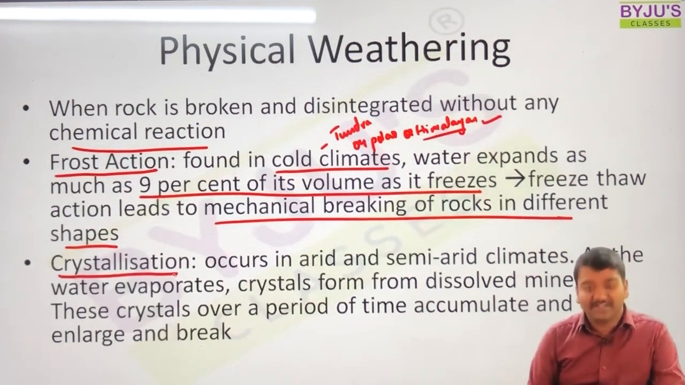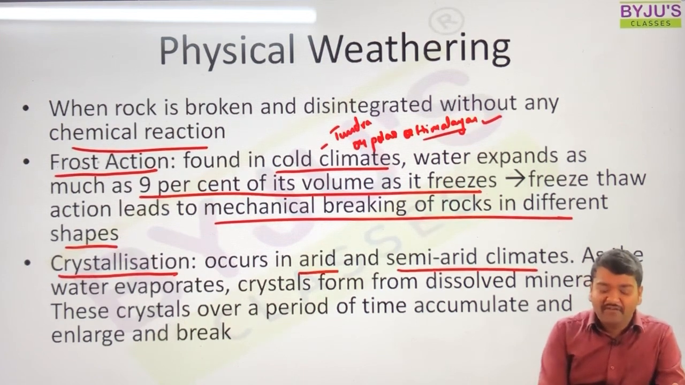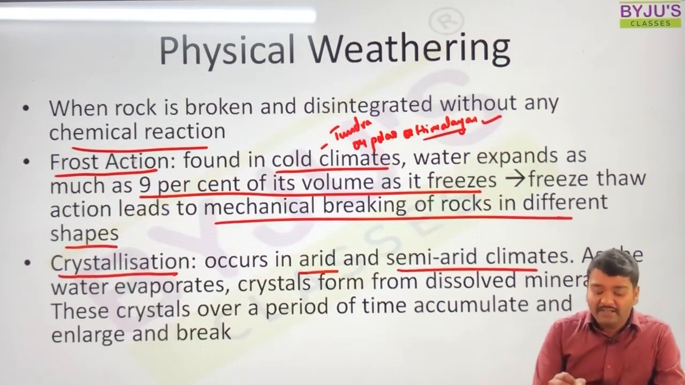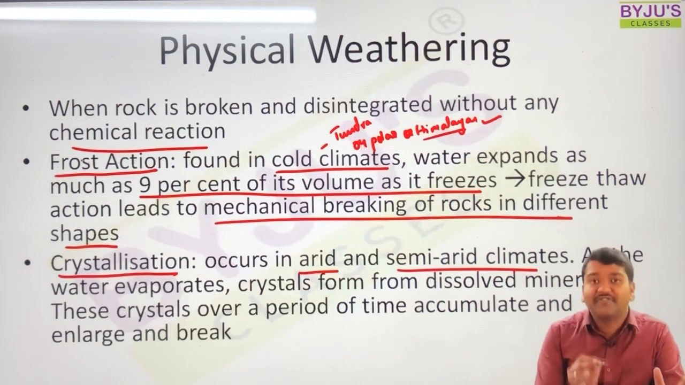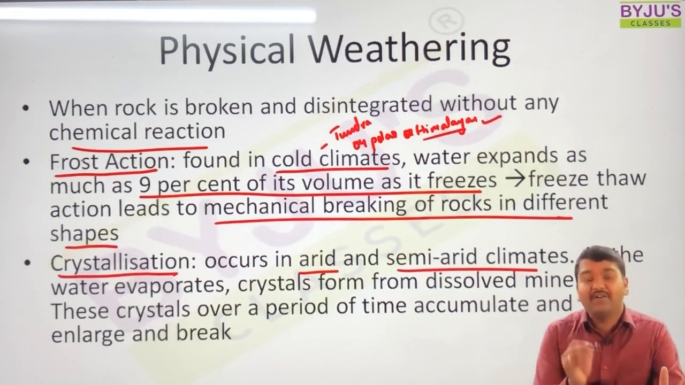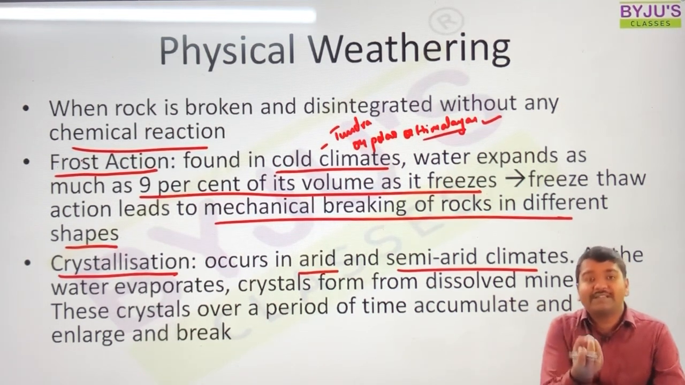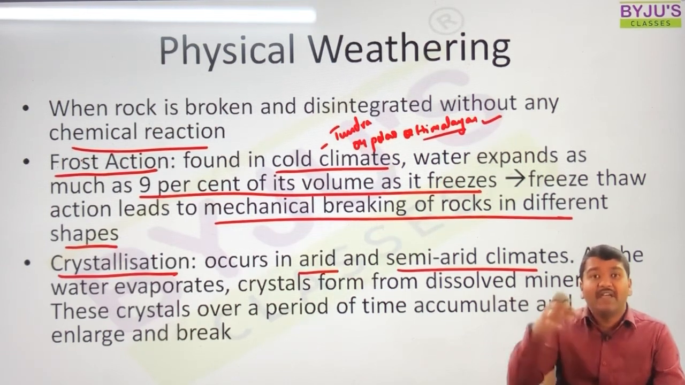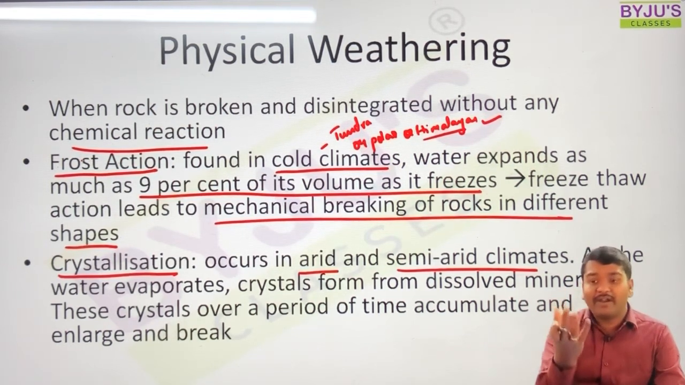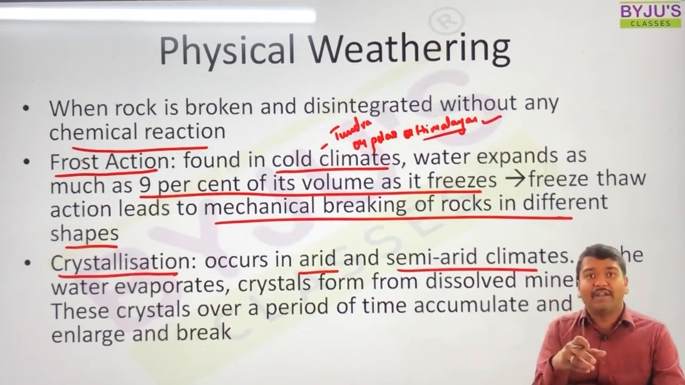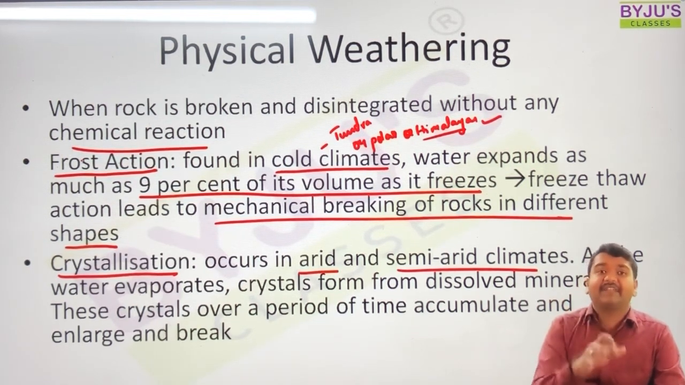Then you have crystallization. It occurs in arid and semi-arid regions. Please remember, frost action is seen in cold climates. Frost, freeze, will happen only in the cold. You will not see water becoming ice in tropical or arid regions. In tropical regions, in summer, water becomes water vapor. Due to that, the dissolved crystals present in the water get left behind, accumulate and create disintegration.